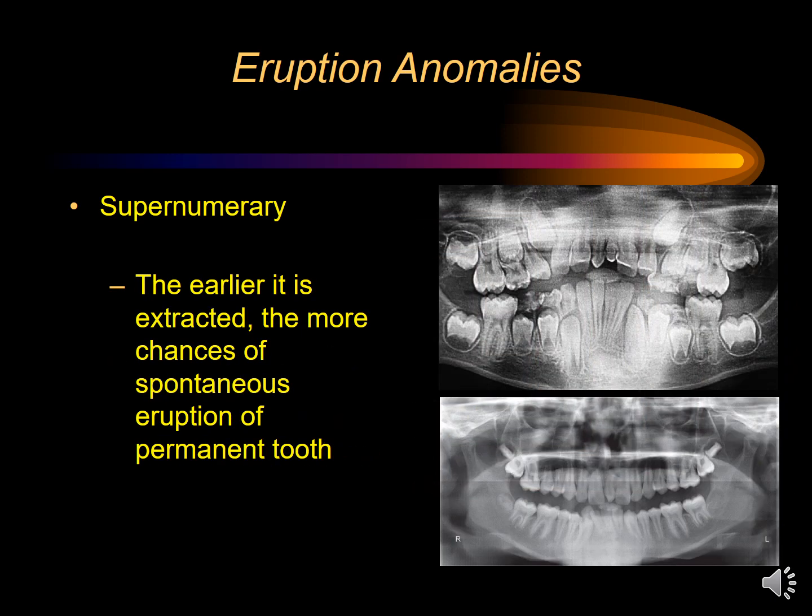Okay, if an extraction is to be done, the earlier the supernumerary tooth is extracted, the more chances of spontaneous eruption of permanent teeth. Now, if we look at these two OPGs, both have a supernumerary mesiodens in the midline. But in the OPG above, we can see that the canines have not erupted, whereas in the OPG at the bottom, we can see all the permanent teeth are erupted. If we extract this mesiodens, it is more likely that the diastema will spontaneously close in the case of the upper OPG, as the canines have not erupted yet.